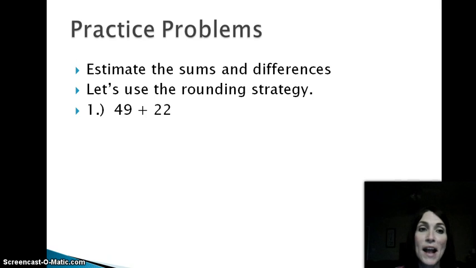So now let's do our practice problems. We're going to estimate sums and differences. Sums are the answer to addition problems and differences are the answers to subtraction problems. So let's use the rounding strategy first.